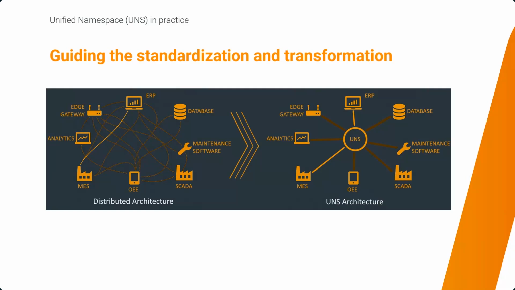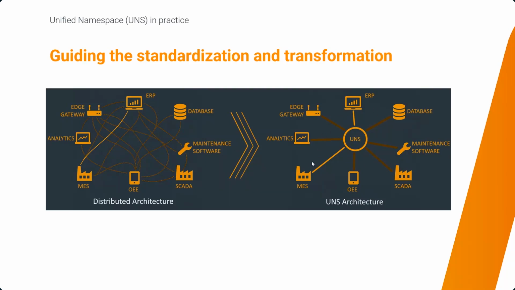So as AT Automation, we are helping our customers to guide the standardization and eventually the transformation. How we will do that: whenever we take a look at a distributed architecture, where we started this presentation with, we first have a look at one of the point-to-point connections, for instance, the communication between an MES system and the ERP. We then set up a UNS architecture.